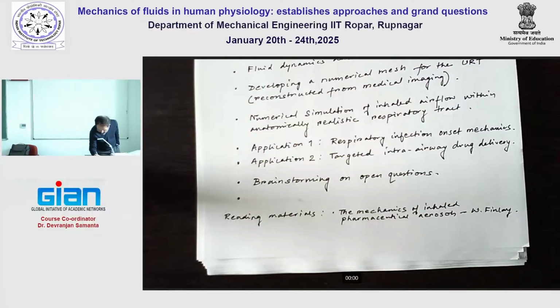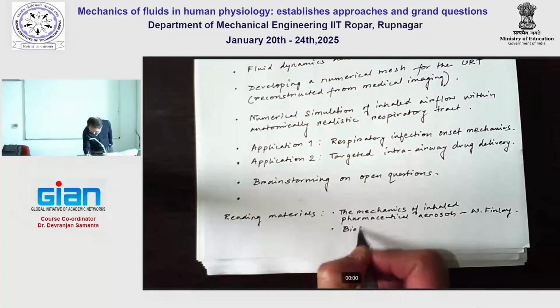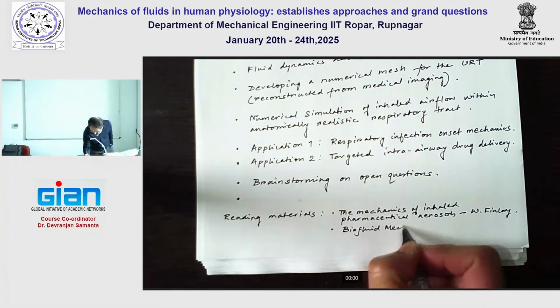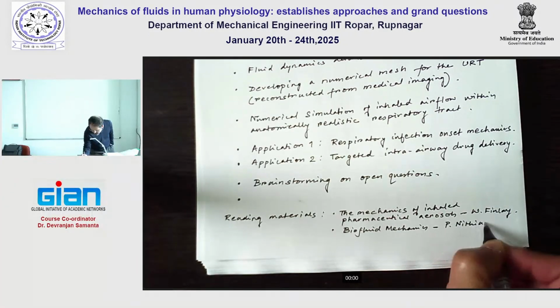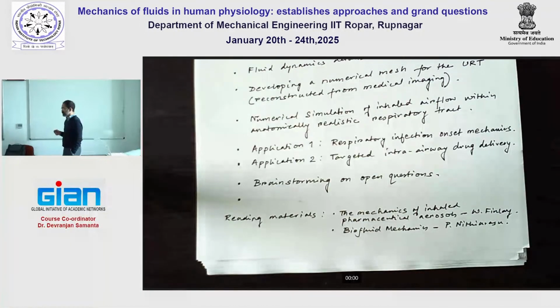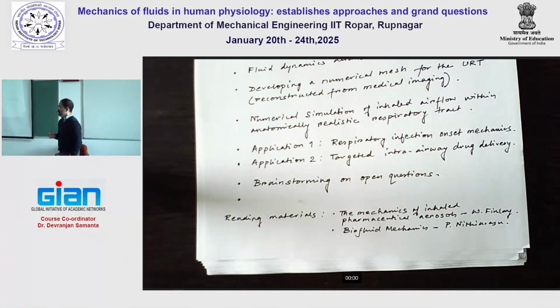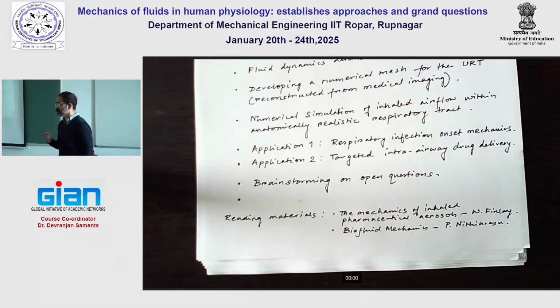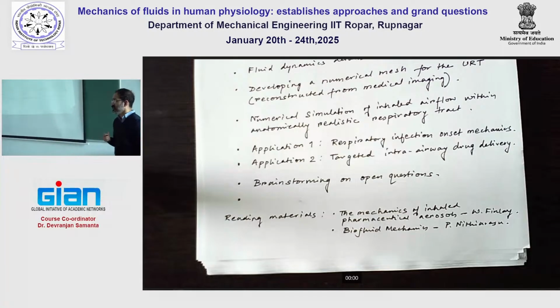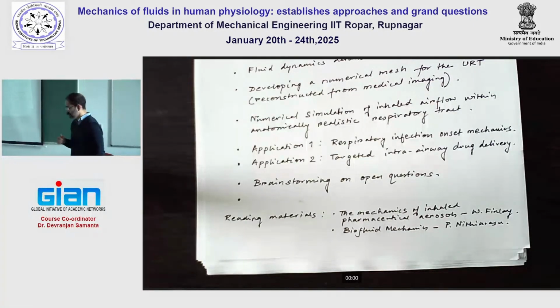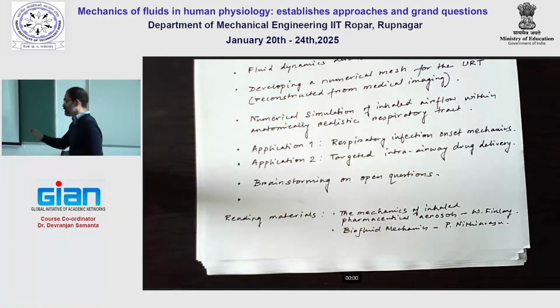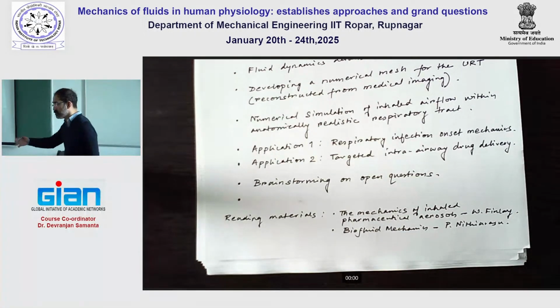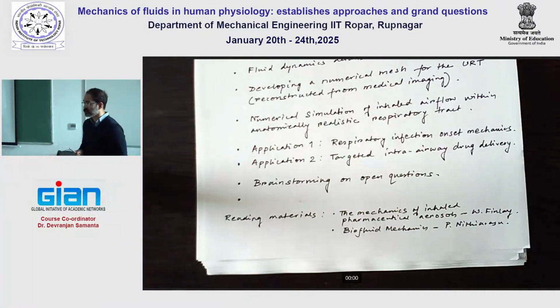The second book is Biofluid Mechanics by P. Nithirasu. In this book, I think this is still an unpublished ebook which is available from some sources. If you want to access this book, if I have not shared it, just send me an email and I can share it with you. What he does here is not only respiratory mechanics, but also cardiovascular mechanics, mechanics of blood flow, etc. And especially if you're interested in those other bio problems, I think this book is going to be a good resource.